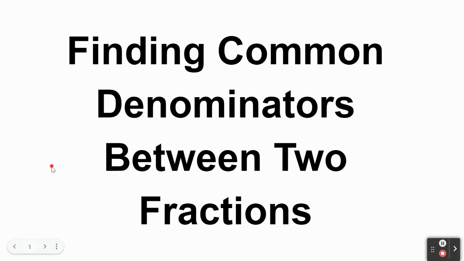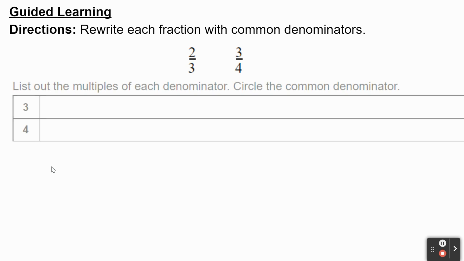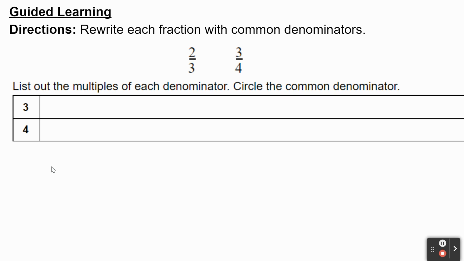Today we'll be finding common denominators between two fractions. Rewrite each fraction with common denominators. So the two starting fractions we have are 2/3 and 3/4. We're going to use a table to help list out the multiples of each of these denominators so that we can circle the common denominator.